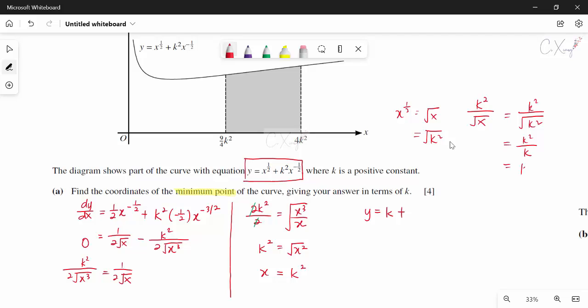So from here, the y coordinate: this part will be k. So k plus k you will get 2k. That's why the y coordinate will be 2k. Therefore, after you find the coordinates, you can make a conclusion: (k squared, 2k) is the minimum point of y.